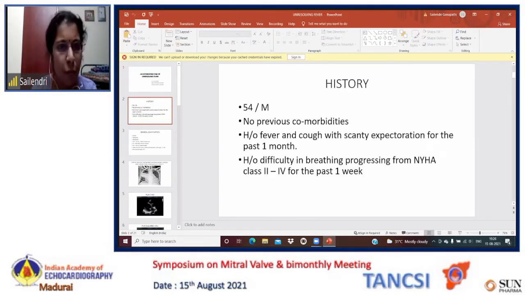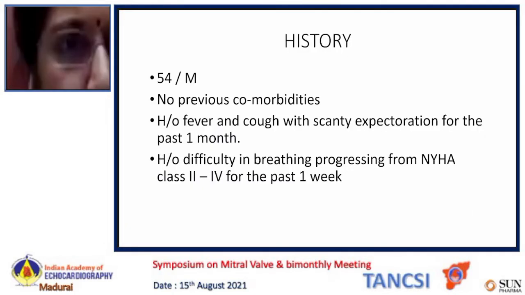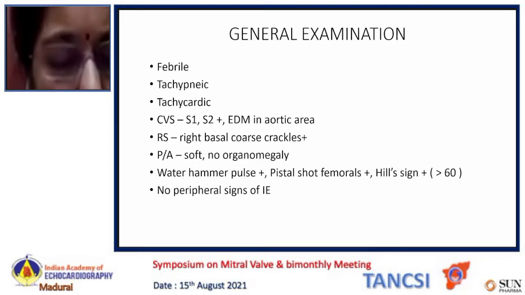A 54-year-old gentleman with no known previous comorbidities presented to us with a history of fever and cough with scanty expectoration for the past 1 month. There was history of difficulty in breathing, progressing from NYHA class 2 to class 4 for the past 1 week. On examination, he was febrile, tachypneic, tachycardic, and water hammer pulse was present, pistol shot femoral was present, and Hill sign was positive with more than 60 millimeters of mercury difference.